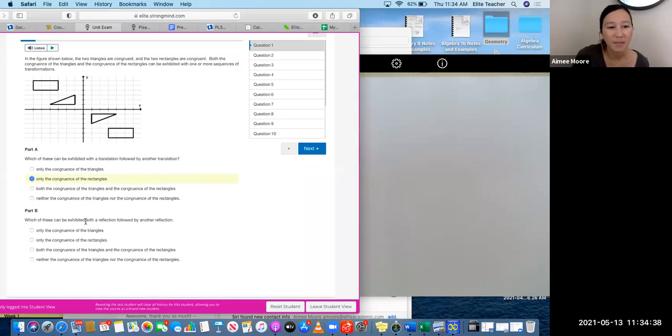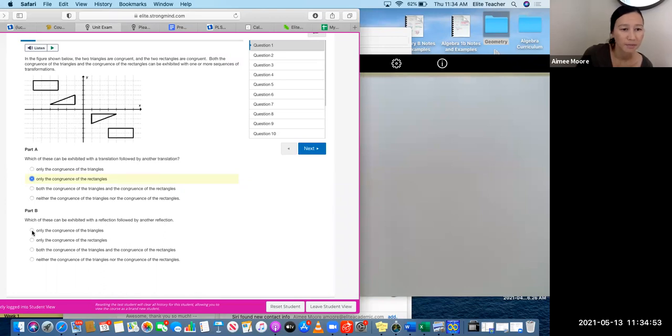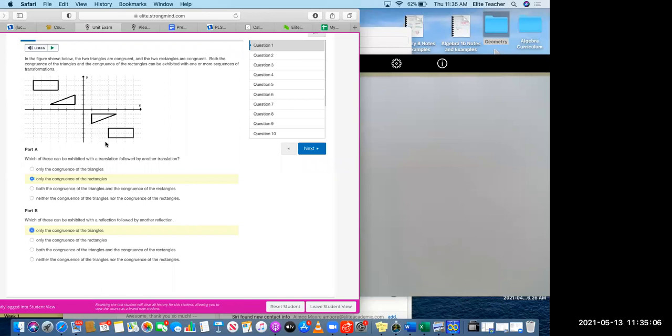Which of these can be exhibited with a reflection followed by another reflection? The triangles. Very good. Yep, if we flip this triangle across the x-axis and then flip it across the y-axis, we'll end up with this triangle. Very good. Would the rectangles work the same way though?